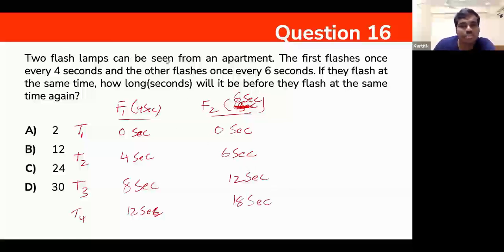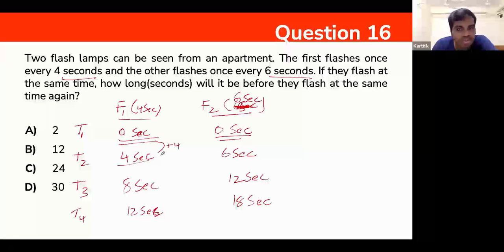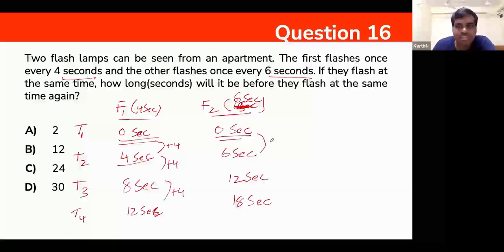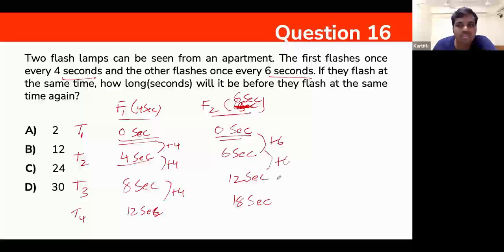After two flash lamps are there, the first one flashes every 4 seconds, the other one every 6 seconds. If they flash at the same time, right now they are flashing, so I am keeping it as 0 seconds. Next time this flashes every 4 seconds, that is plus 4, plus 4, plus 4. This one flashes every 6 seconds, plus 6, plus 6, plus 6. So this is the pattern they are following. How long in seconds will it be before they flash at the same time again? Now, what is the answer for this?